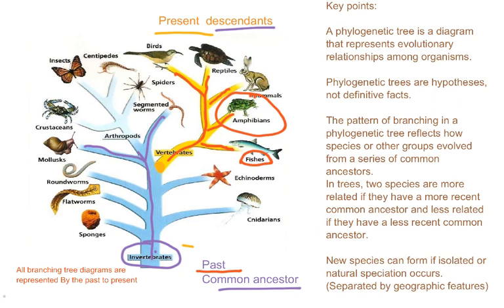Okay, here's another question. Let's see if you can identify the descendants of amphibians. If you said mammals, reptiles, and birds, you are correct. The reason is because mammals, reptiles, and birds came after amphibians, and they're above them on the branching tree diagram.